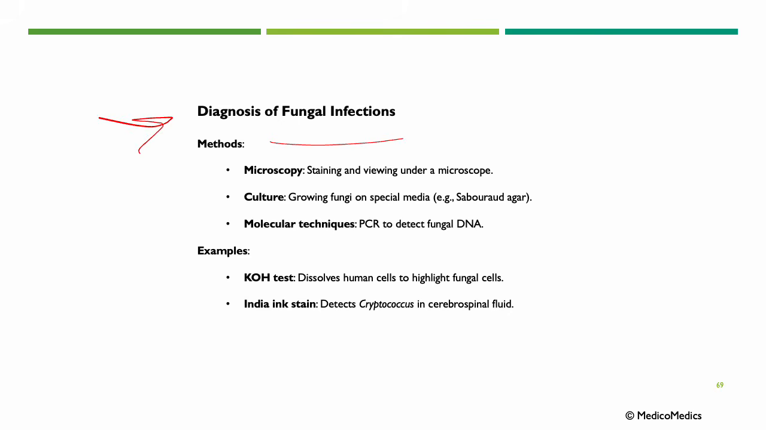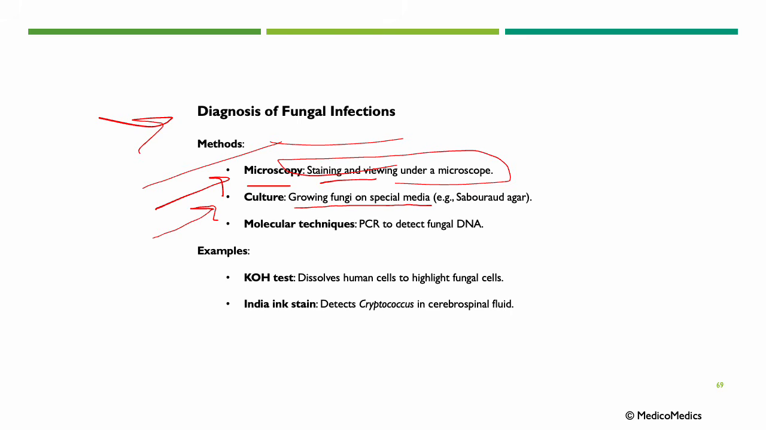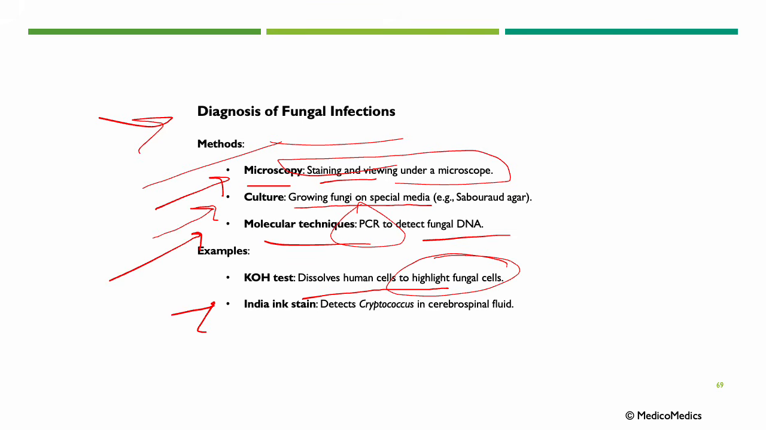Now, how do we diagnose fungal infections? Well, the methods we use include microscopy, so we do staining and viewing under a microscope. Culture tests, growing fungi on a special media. We do molecular techniques like PCR to detect fungal DNA. Some examples are the KOH test, dissolving human cells to highlight the fungal cells, and the India ink stain, detecting Cryptococcus in cerebrospinal fluid.